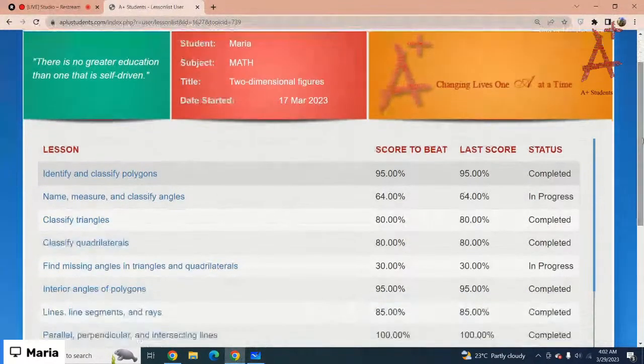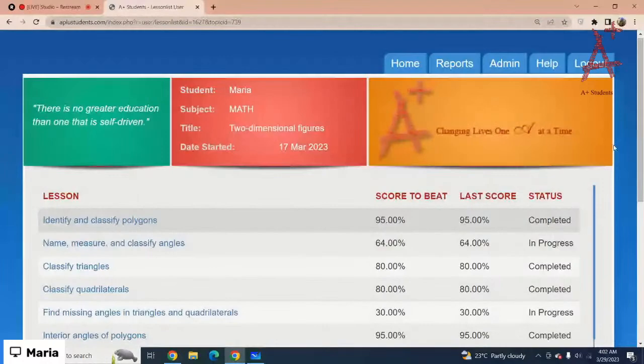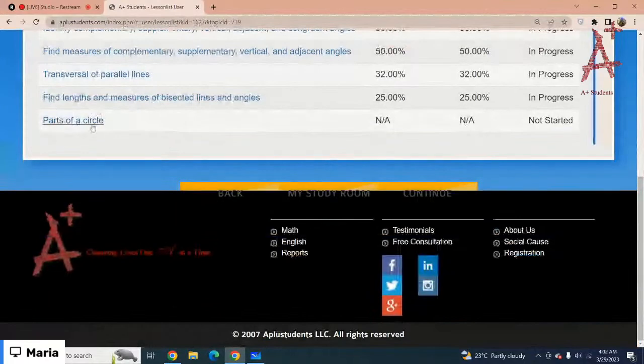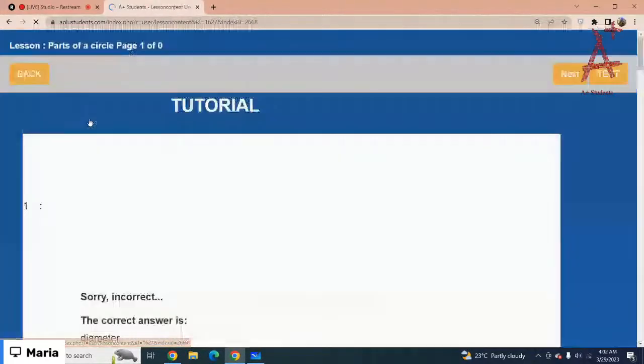So here I am on grade 7 maths. The chapter is two-dimensional figures and here is the lesson, parts of a circle. Let's start with the lesson.